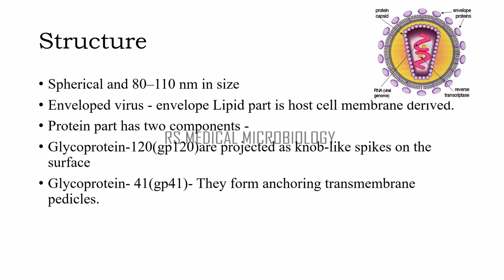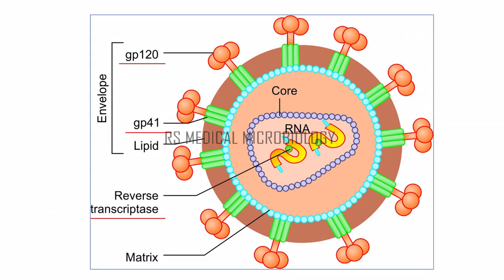When you look at the virus, it's around 80 to 110 nanometers in size. It's an enveloped virus. So obviously, like most enveloped viruses, the envelope is taken from the host cell membrane, whereas the protein is produced by the virus itself. This particular virus has two important glycoproteins, GP120 and GP41, which are very important for attachment and the pathogenesis of infection. This is the basic structure of the virus. GP120, GP41, reverse transcriptase, the core, the RNA, all these are the most important parts of this particular virus.